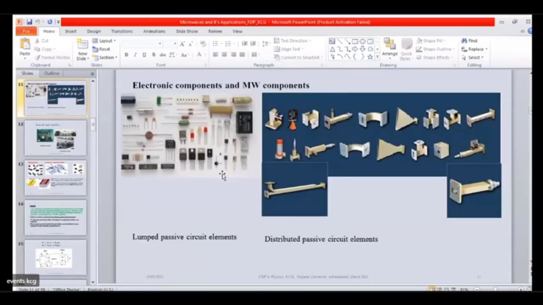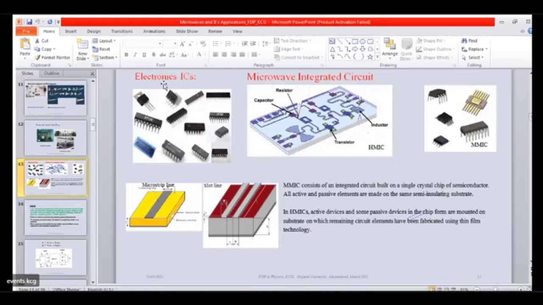So friends, we are discussing the difference between the low frequency circuits and the microwave circuits. And we have seen some of the passive circuit elements used in the low frequency circuits and the microwave circuits. Then we know that the low frequency electronics has some integrated circuits. Similarly, we can have the microwave integrated circuits. Integrated circuits have the miniaturized form of the circuits. In a small chip of silicon, we can have thousands of circuit elements. We know this, right? And it is possible to have microwave integrated circuits. In short, we call it MIC.